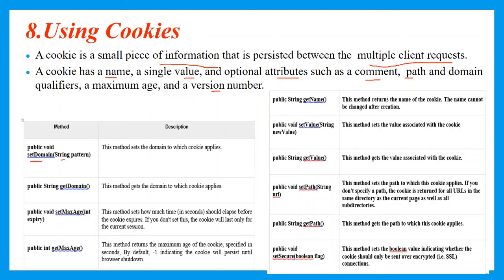The setDomain method sets the domain to which the cookie should be applied. I need to specify the domain. For example, I will specify the domain name as www.cec.com. Then when I specify that domain, the cookie is going to apply to that particular domain by making use of setDomain. And getDomain.